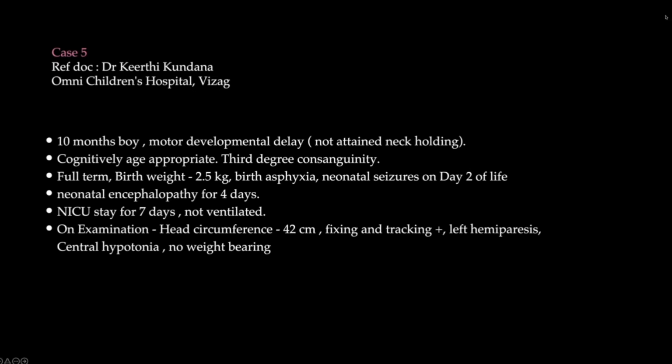So mainly for developmental delay, they had come to me at 10 months of age. On examination, he had a head circumference of 42 centimeters, good vision, fixing and tracking, but significant left hemiparesis and central hypotonia. There was significant head lag, and there was no weight bearing. So we were thinking of some structural etiology at this point, because head circumference was on the lower side and there was hemiparesis, but also there was significant birth asphyxia. So perinatal insult was another clinical differential.